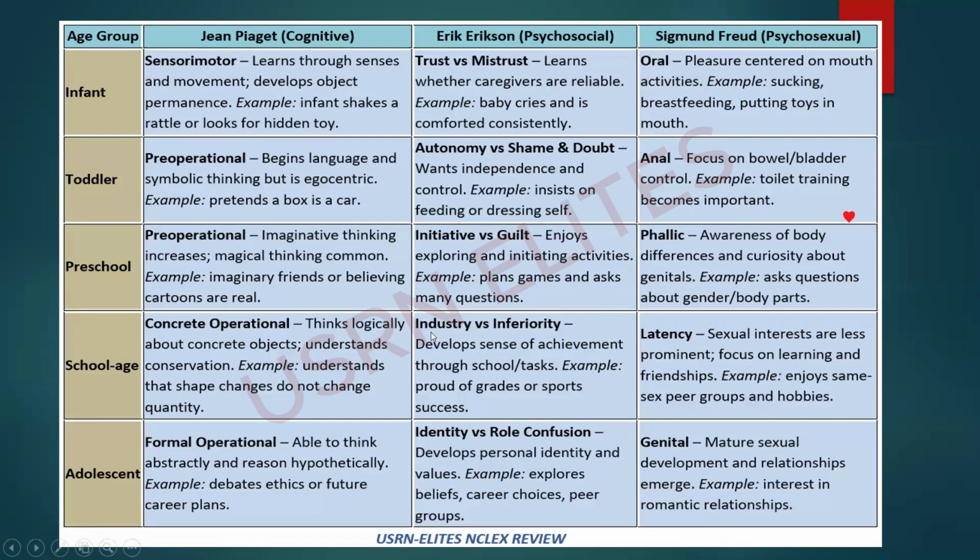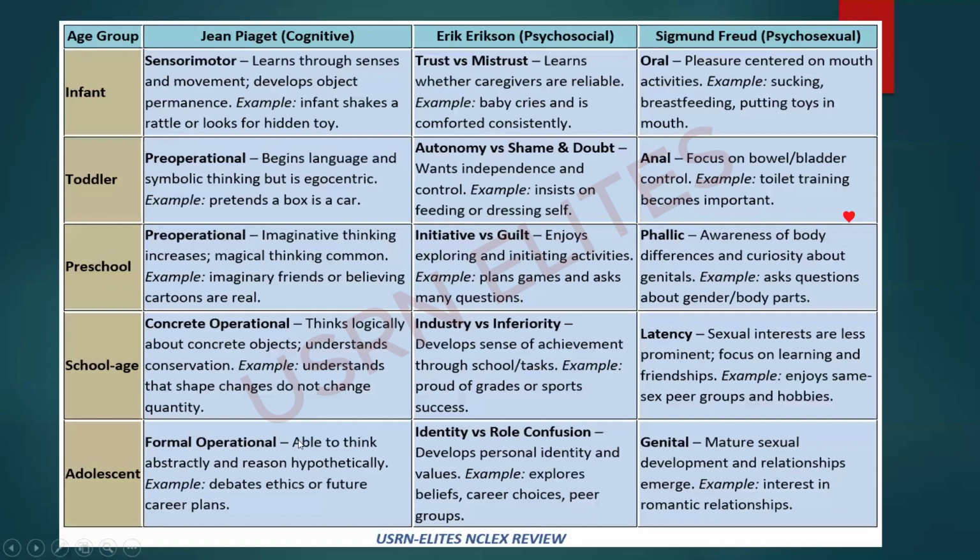So they think logically about concrete objects, and they understand conversation. So this is an example. They understand that shape changes do not change quantity. Okay, so this is just an example. It's like they have understanding. That's what it's trying to say. When you're having a conversation with them, they understand whatever you are telling them.